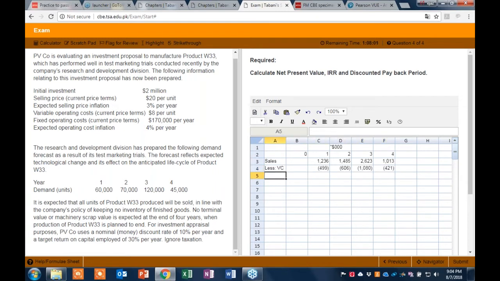So these are the variable cost figures, and then we'll have fixed cost figures. Fixed costs are 170,000 per year, and again it's in current price terms, which means we have to inflate it right from the very first year. So minus 170 into, since it's an operating cost, it will inflate at 4% per annum, so into 1.04. I haven't placed the equal to sign. Okay.